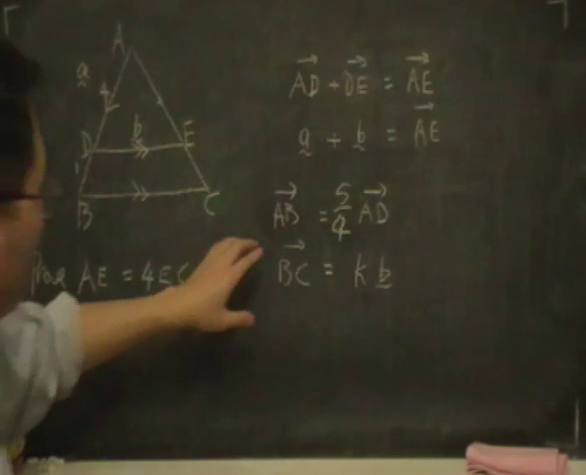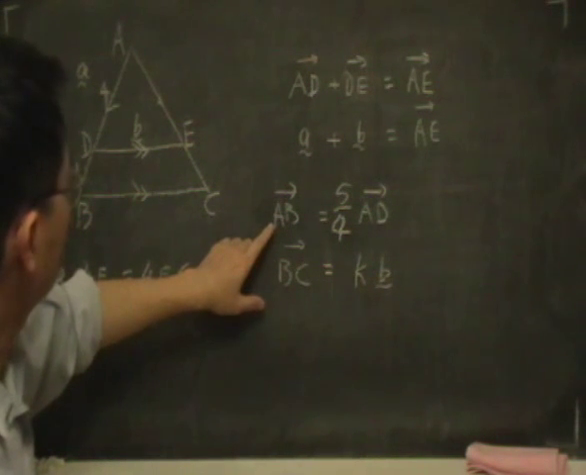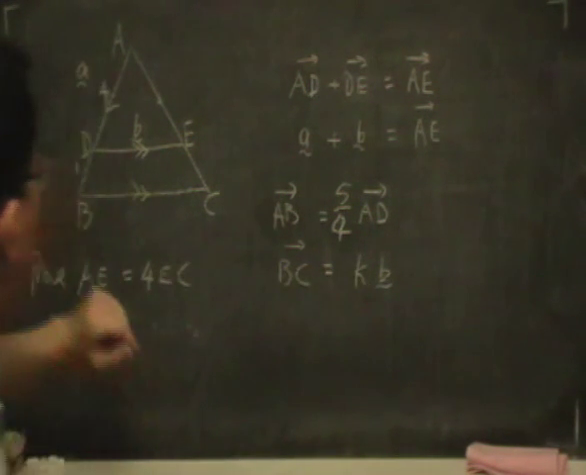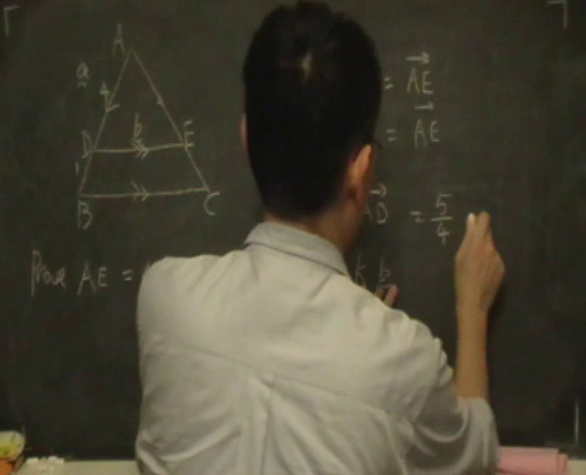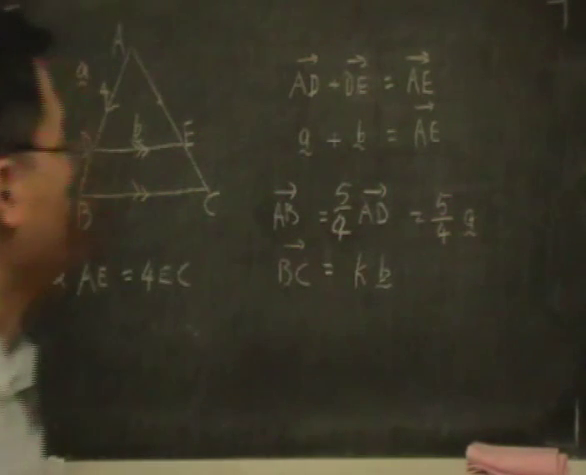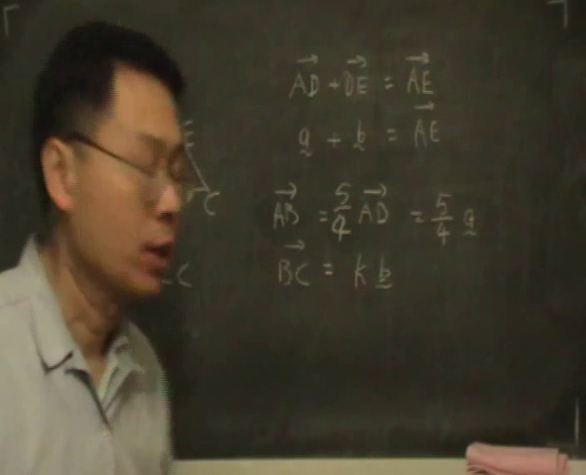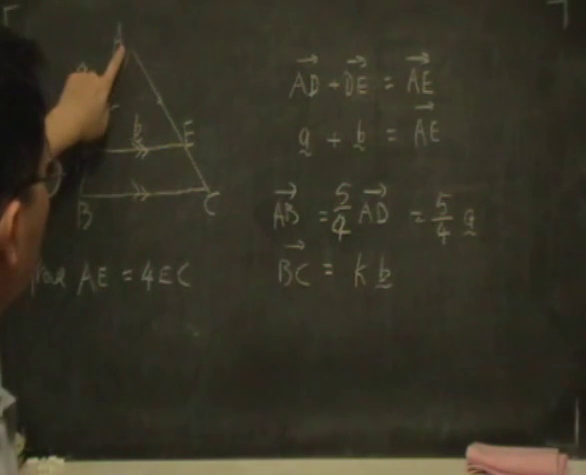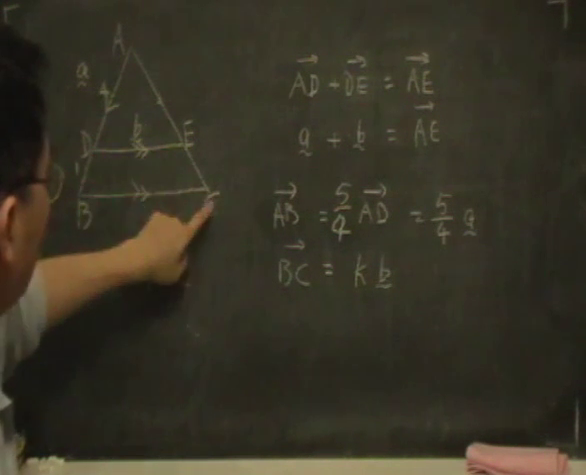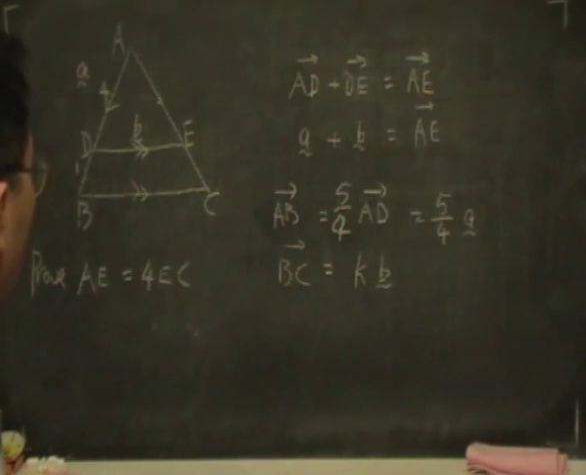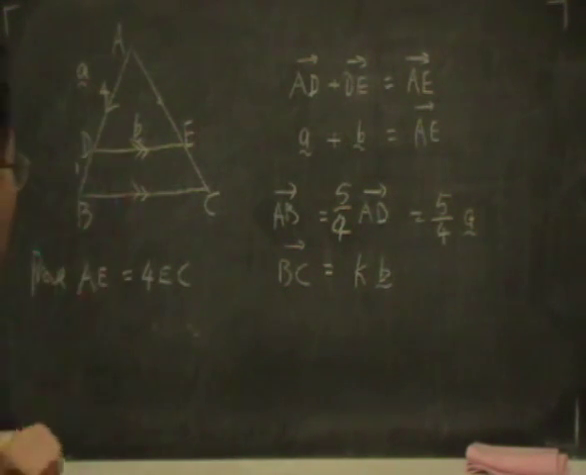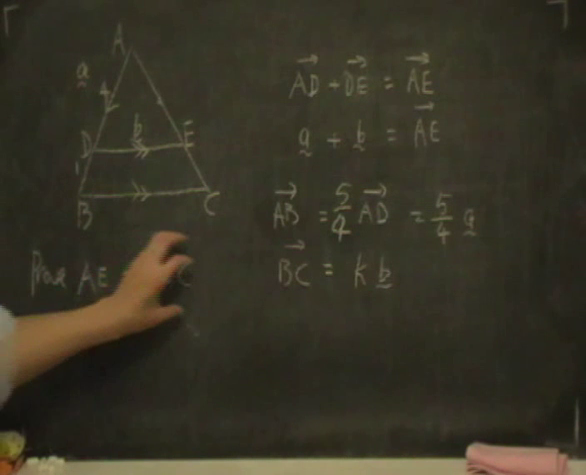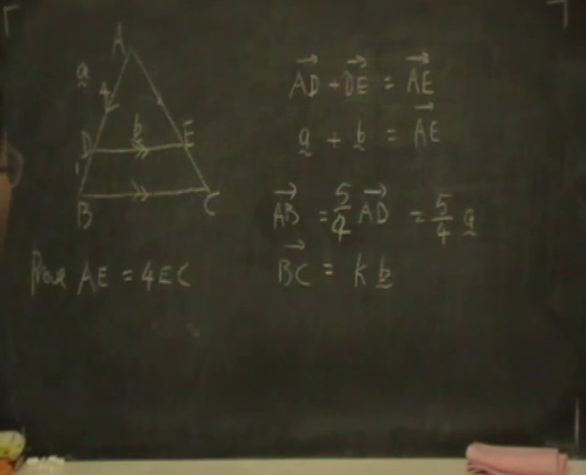Now let me change the AD to a. So this is actually 5/4 times little a. So why are we doing this? It's because we want to express AC in terms of the vectors a and b, so that hopefully we can somehow prove this relation.